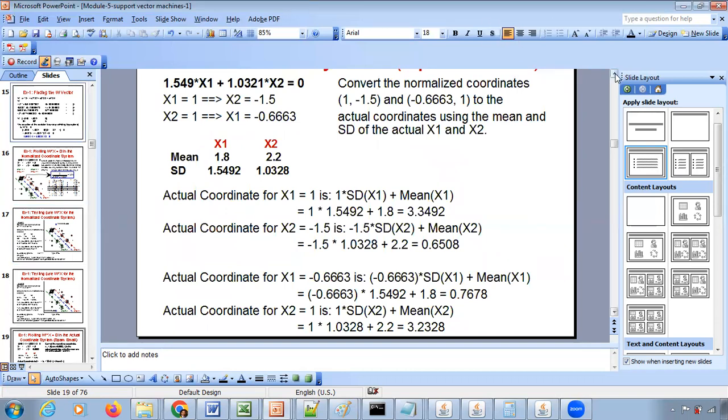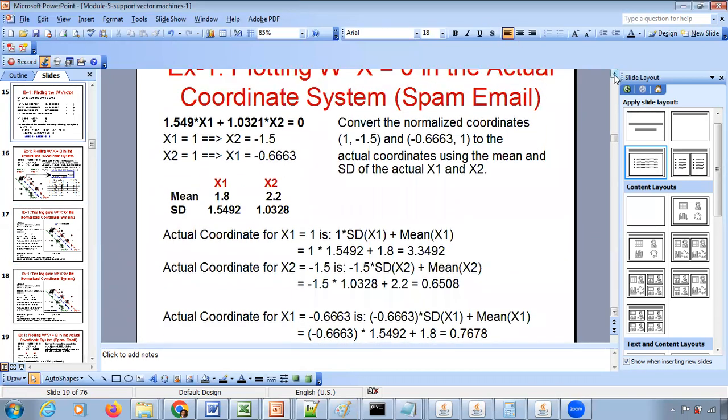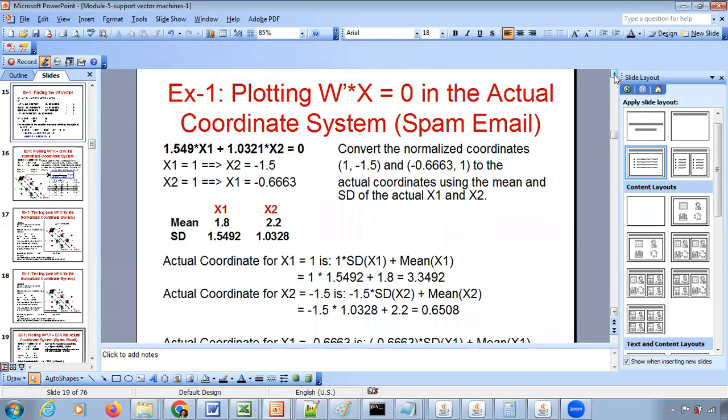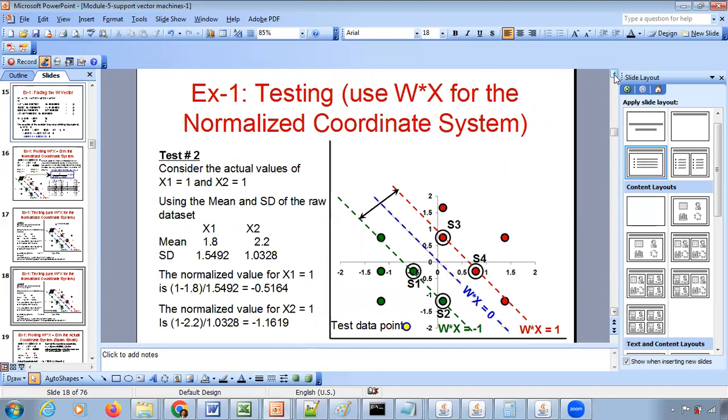Okay. So that's the next thing we could do. Now what we could also do is transform the results back. We got all the results so far in the normalized coordinate system. We could just transform everything back to the actual coordinate system. So we could test like this and be done with everything. So that's the end of probably an example explanation of support vector machine.